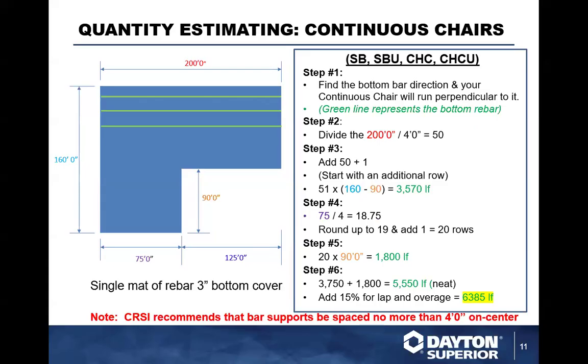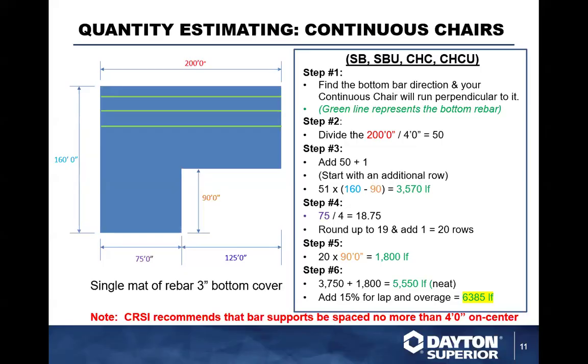So let's say now it's a double deck here, double mat of rebar. So you find the bottom bar direction, and your continuous chair will run perpendicular to it. So in this one here, we're going to run slab bolster. Slab bolster typically, the green line represents the rebar, the direction of the bottom mat of rebar. So here you see it's running longitudinally across the slab.